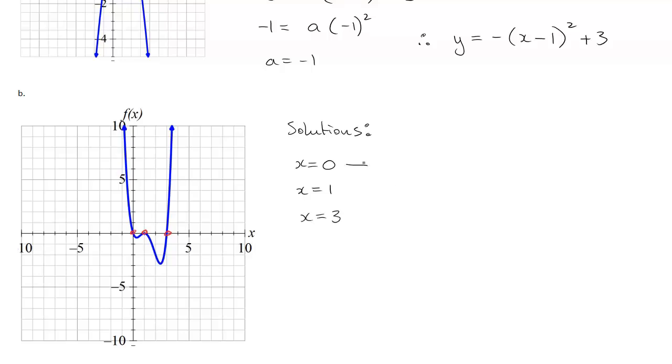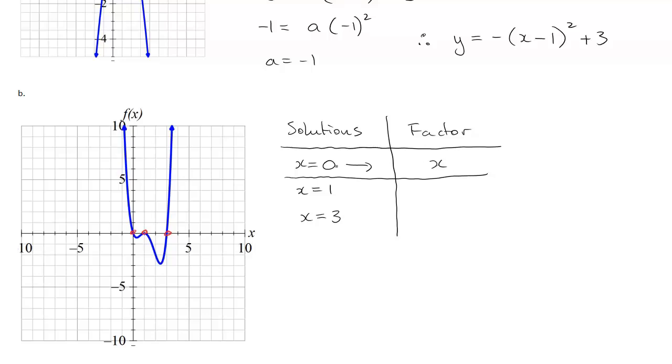Now, this is just as a factor, just because this is a bit confusing. As a factor, that turns into just x on its own, because when you move the 0 over, it's just x.